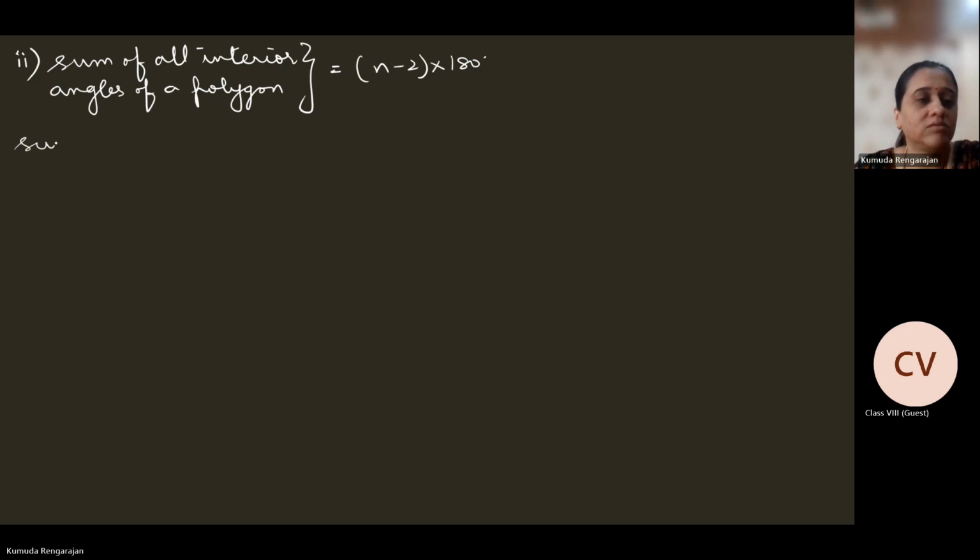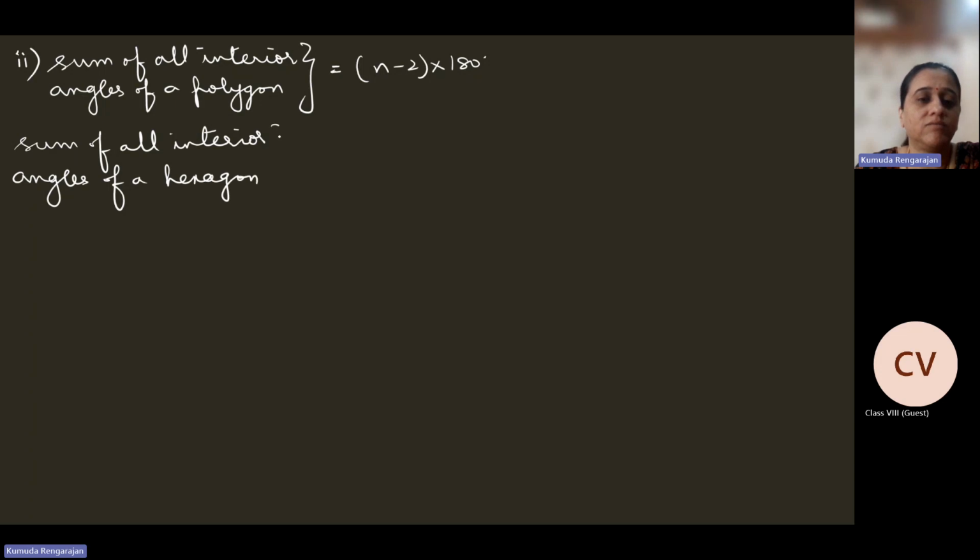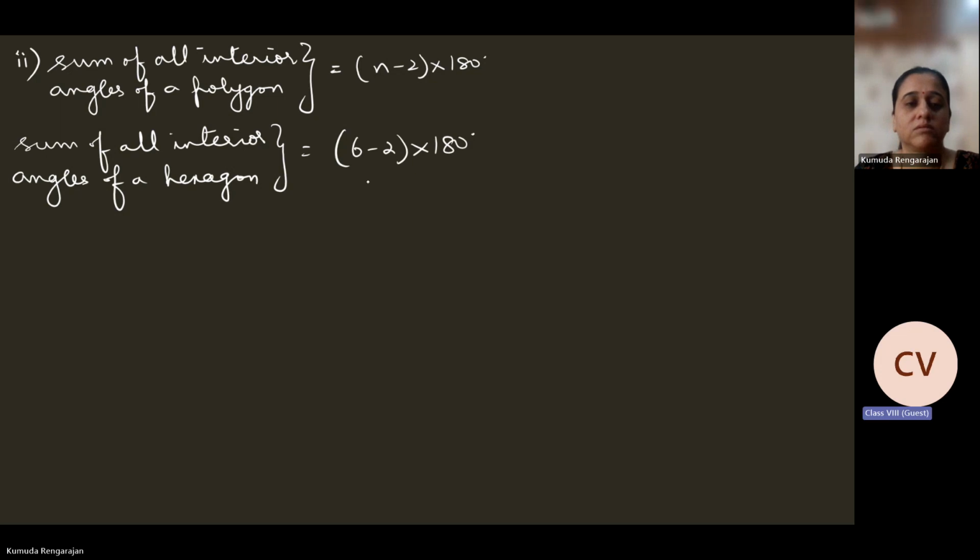Okay, so the sum of all interior angles of a hexagon. The second one is about a hexagon. It will be equal to, how many sides? 6 minus 2 into 180. Ma'am, 4 into 180, which is 720. Okay. So a hexagon has 6 sides and 6 interior angles. The sum of the 6 interior angles is 720 degrees.